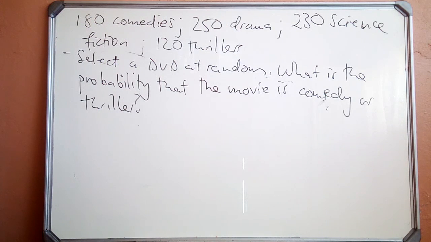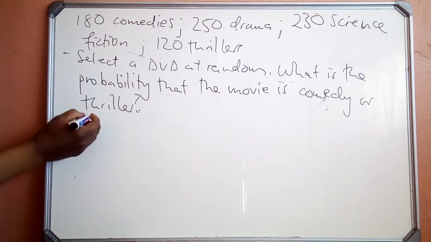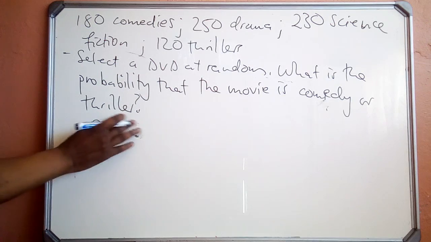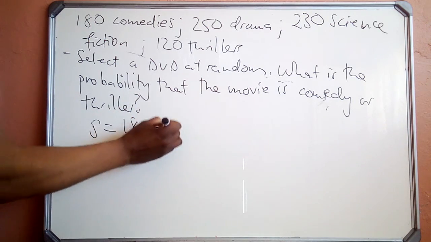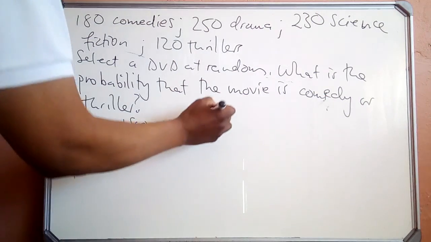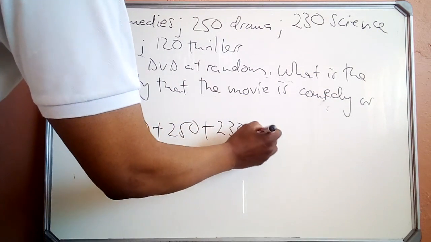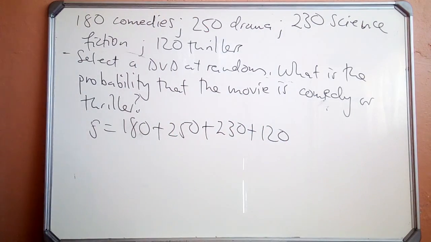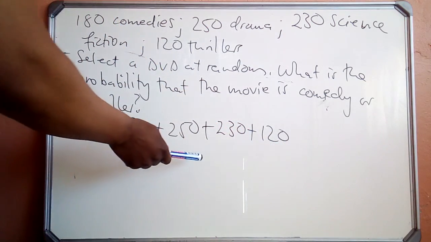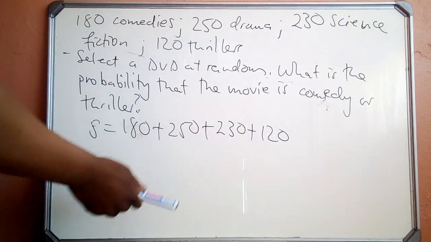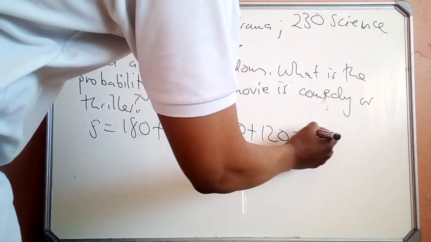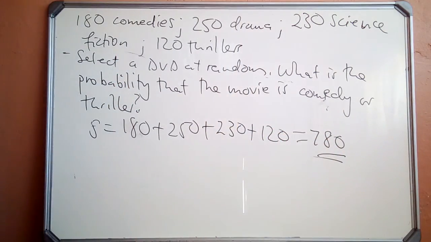So what we're going to do then is find the sample space, S, which is going to be 180 plus 250 plus 230 plus 120. A quick addition will give you 300, and then 480, so that will give you 780. There are 780 total movies there.